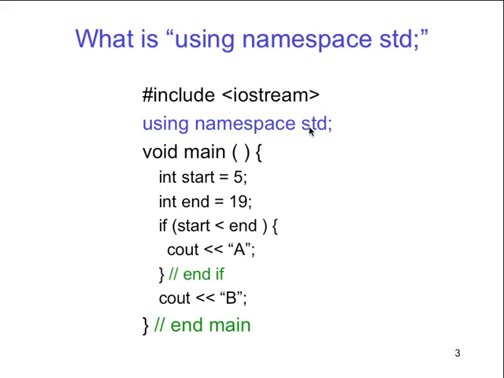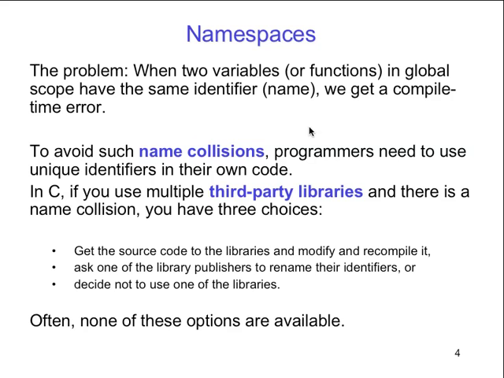And the namespace concept, let's talk about that for a few minutes. The problem that this is trying to solve is that when you have two variables or functions, or anything for that matter, named in the global scope with the same identifier name, you're going to get a compiler error, even though you're referring to two separate libraries. Think of including a bunch of libraries, and you might have duplicate names.